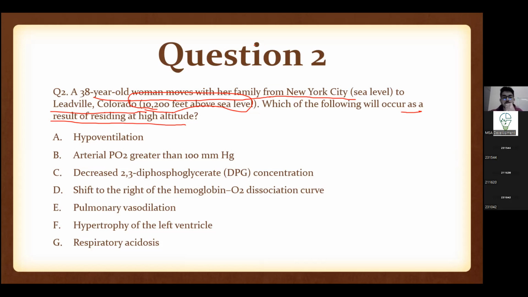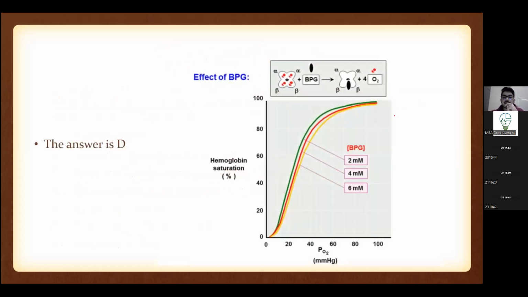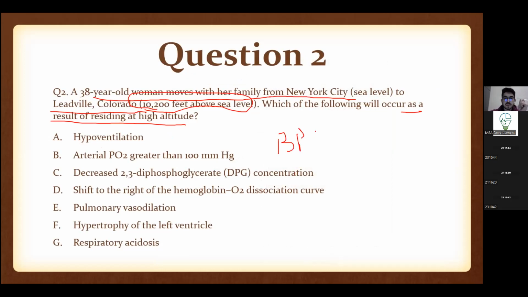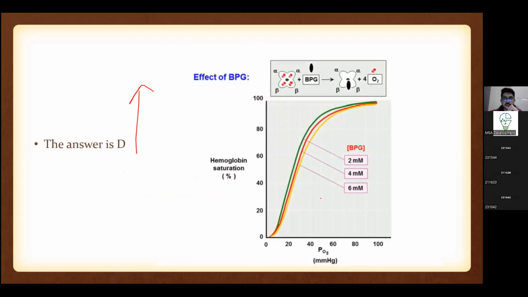Yes. Okay, good. Remember when I said that BPG increases in cases of chronic hypoxia, such as going up high in the mountains, or in cases of chronic lung disease? So this is an example where BPG is going to increase. And what did we say happens when BPG increases? We are going to see a shift to the right. So good. Should I repeat that, or is it clear?